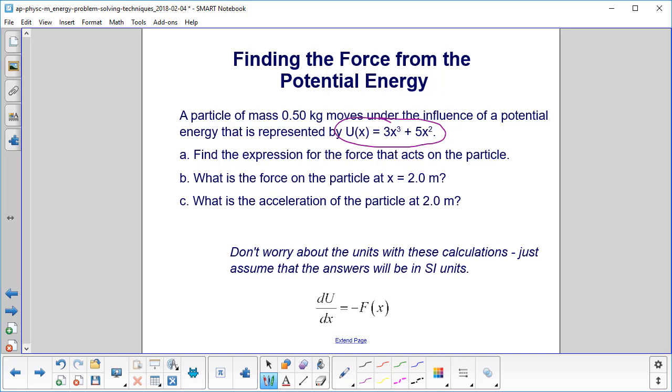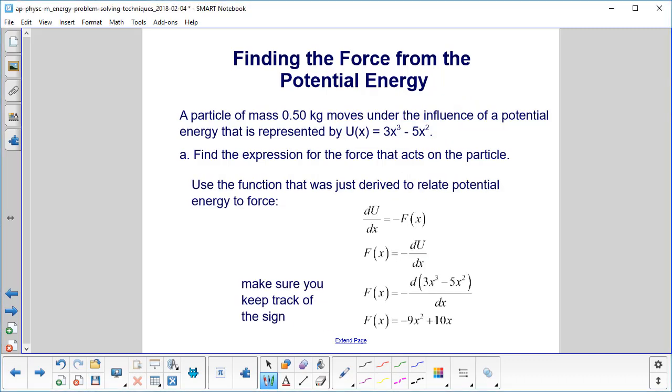What is the force on the particle at x equals 2 meters? And then what is the acceleration of the particle at 2 meters? Now once you have something like this where you're not really looking at units, you're just doing pure algebra, don't worry about it. We'll assume that if we do all the math right, the answers will be in the correct SI units, and we're going to use this expression.